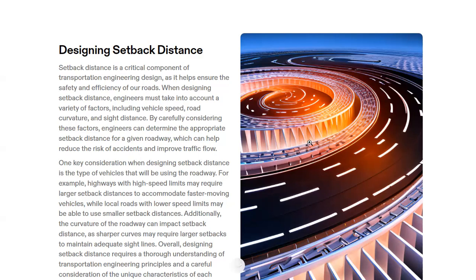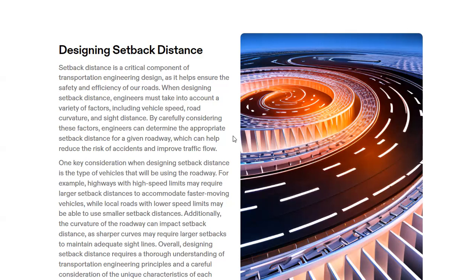How can we design setback distance? We are seeing in this picture different types of roads that connect, like Marine Drive and all the stadiums and the like. Setback distance is a critical component of transportation engineering design, and it helps to ensure the safety and efficiency of our roads.